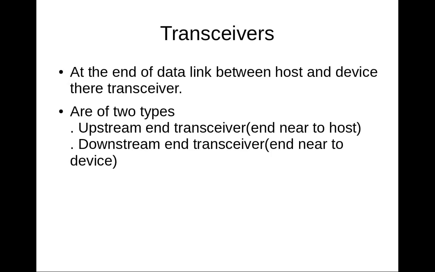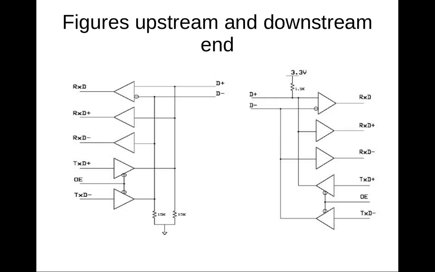Now let's come towards the transceiver. A transceiver is something which lies in between host and device. So it's a link layer. There are two types: upstream end and downstream end. The upstream end is nearer to the host or the root hub, and downstream is towards the device. So you have upstream and you have downstream. Upstream indicates the device is following, and downstream means you have information that needs to be transferred to the USB devices.